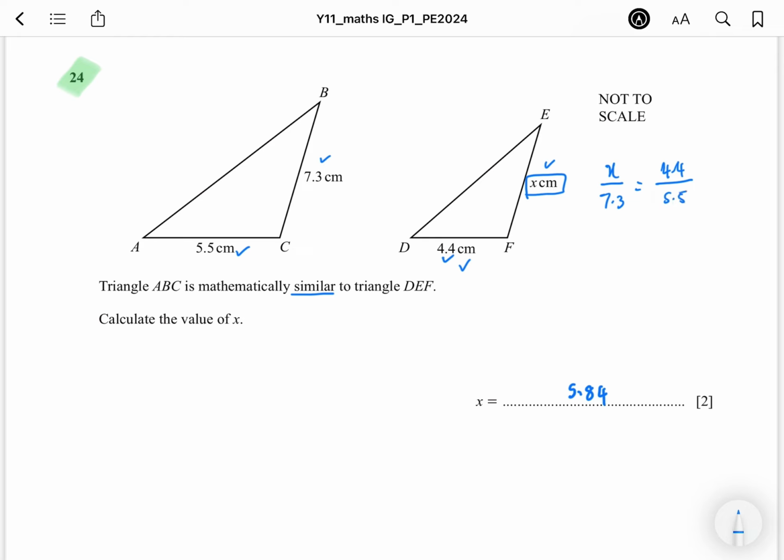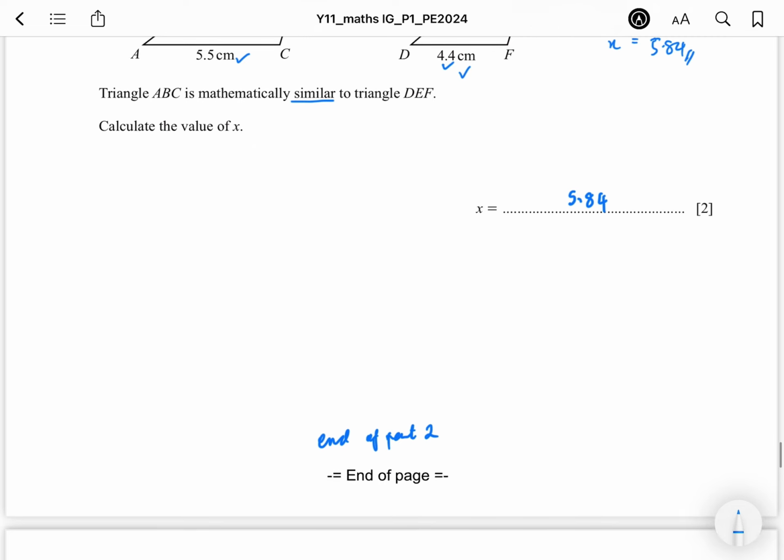Multiply both sides with 7.3. So your x would be equal to 4.4 divided by 5.5 times 7.3, and you will get 5.84, which is the correct answer. And that's the end of this paper.